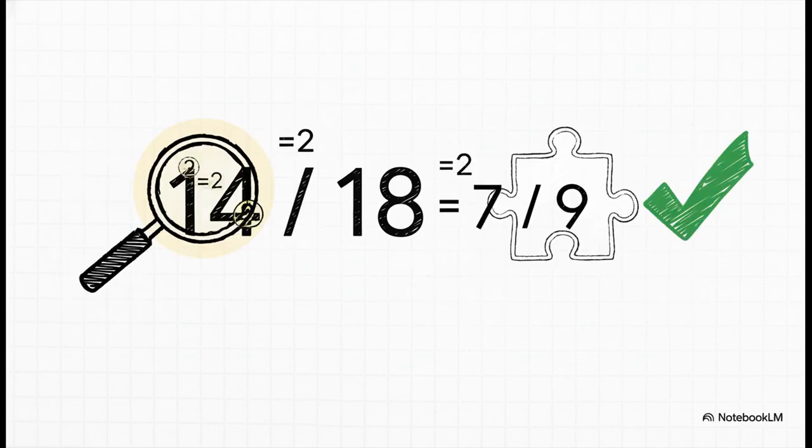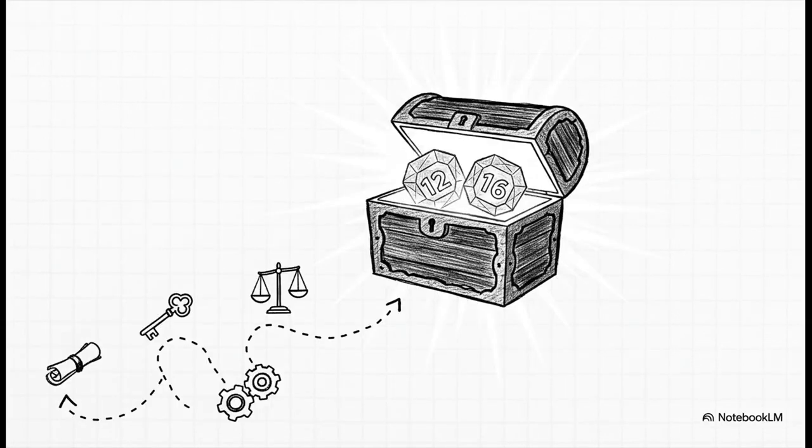Now, can we simplify the fraction 14 over 18? Yeah, we can. We can divide both the top and the bottom by 2. And what does that give us? 7 over 9. It's a perfect match. We know for sure our answer is correct. And there we go, solved.